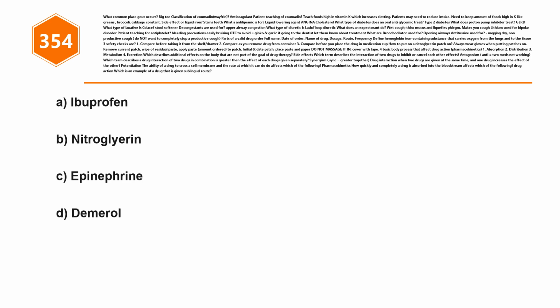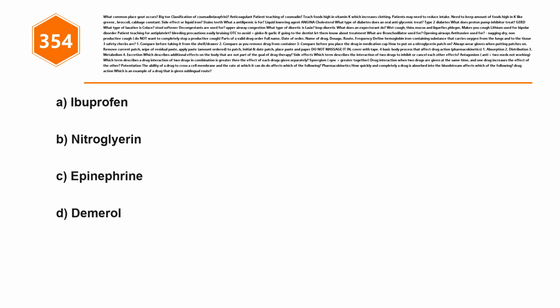What are bronchodilators used for? Opening airways. Antitussive: used for nagging, dry, non-productive cough. Do not want to completely stop a productive cough. Parts of a valid drug order: full name, date of order, name of drug, dosage, route, frequency. Define hemoglobin: iron-containing substance that carries oxygen from the lungs to the tissue.